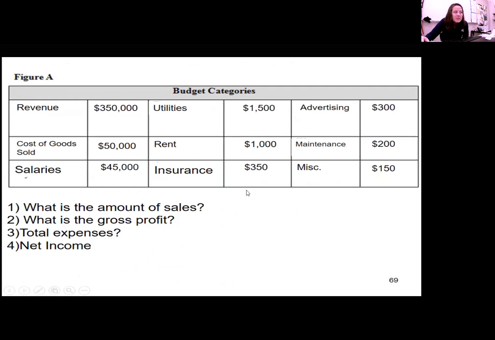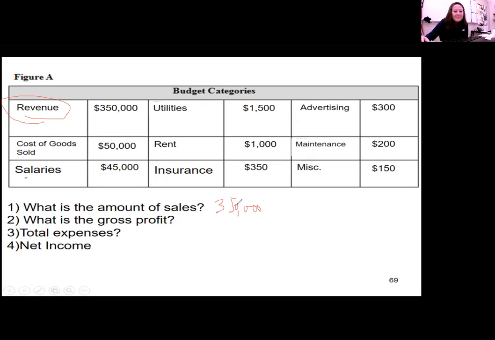Next is your income statement. So you've got revenue, that's your sales, cost of goods sold, salaries, utilities, rent, insurance, advertising, maintenance, and just miscellaneous. So this is how the company looks for paying their bills each month. So number one, what is the total amount of sales? Remember yesterday, another word for sales would be revenue. So your total amount of sales would be $350,000. That easy.